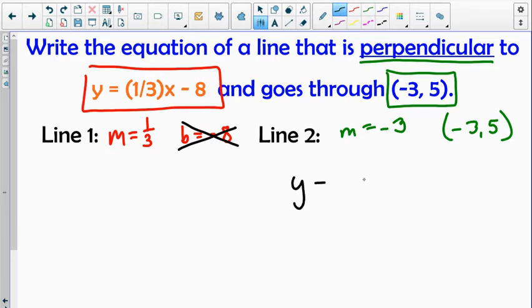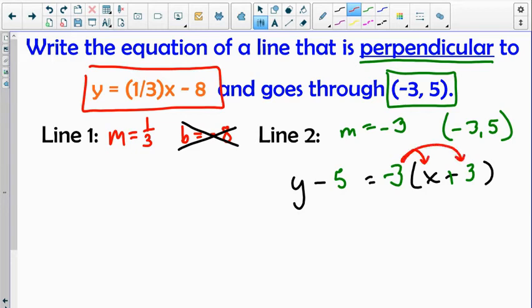So y minus blank equals blank times x minus blank. Our slope goes after the equal sign. Our x-coordinate goes in the parentheses. And our y-coordinate goes out front by the y. So y minus 5 equals -3 times x plus 3. Remember that when I had x minus -3, I make it a plus sign instead.